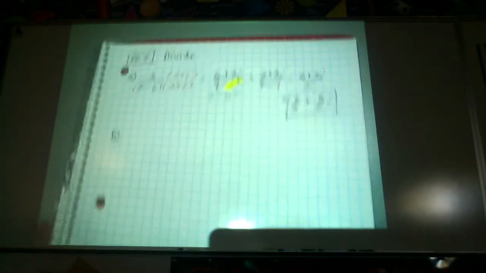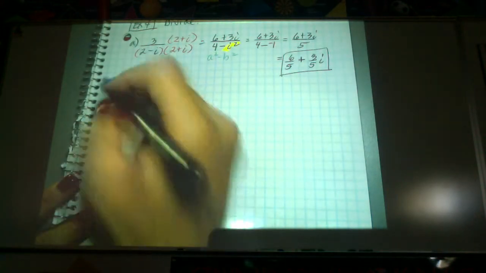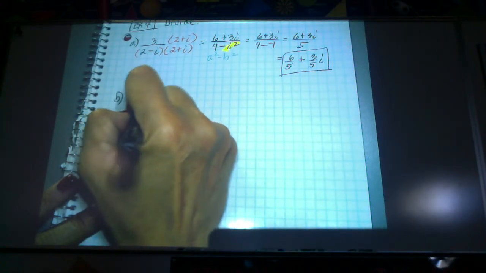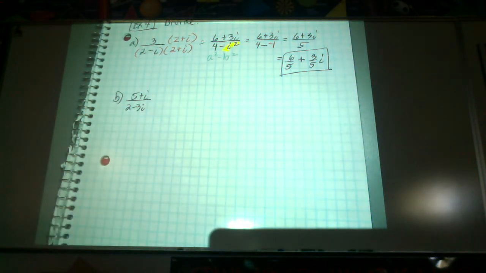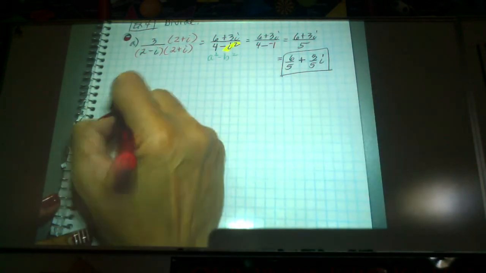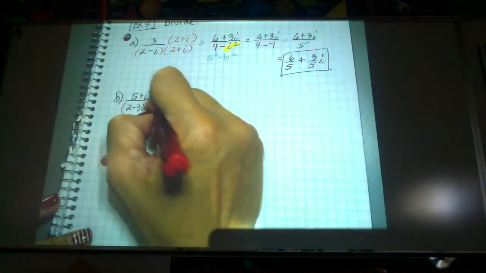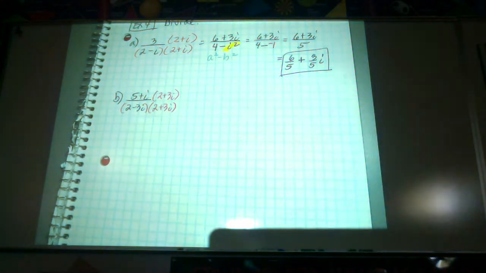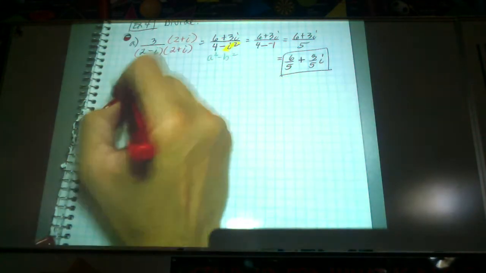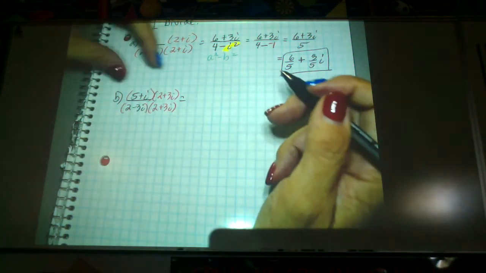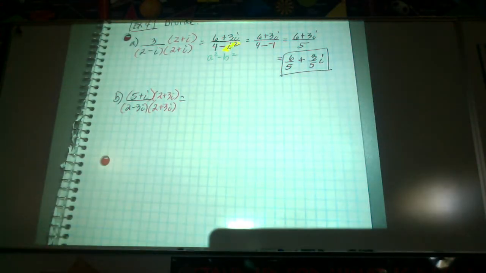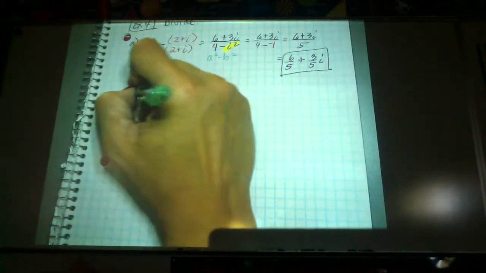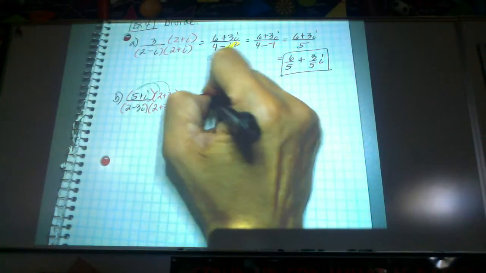All right, part B. Part B is a little bit more complicated. This time we have 5 plus i divided by 2 minus 3i. So again, we can't have i in the denominator, so what's its conjugate? 2 plus 3i. But this time we have a binomial in the numerator, so we're going to have to FOIL. So 5 times 2 is 10. 5 times 3i is 15i.